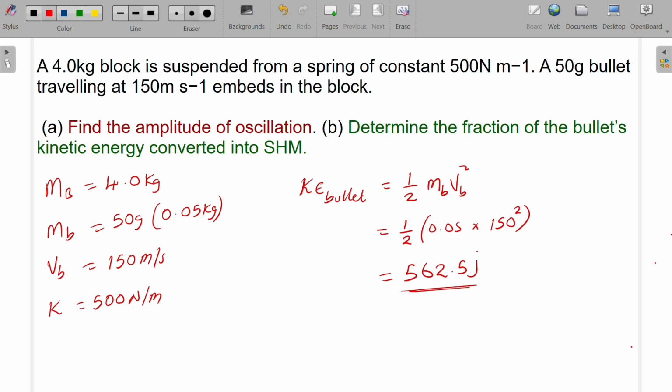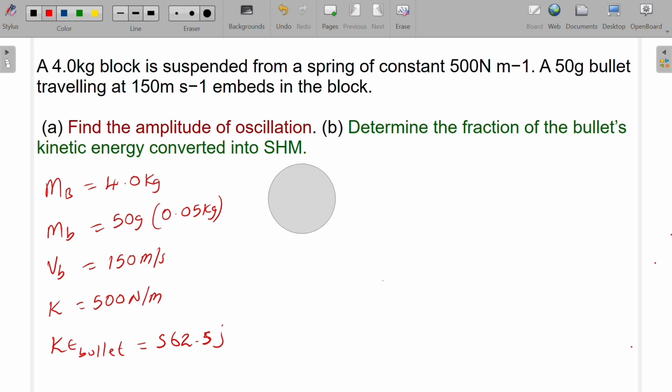So let's save this value somewhere. Let me save it here. So the kinetic energy of the bullet is equal to 562.5 joules. So let's save it there and get rid of this part.